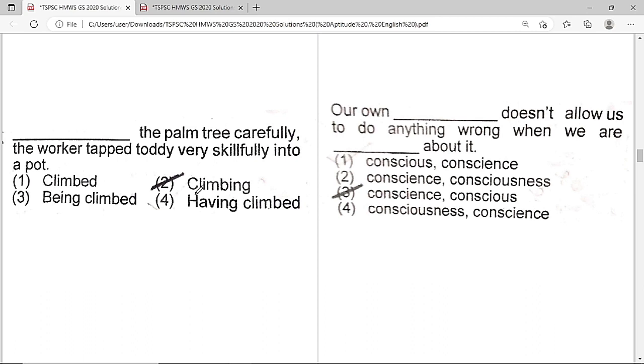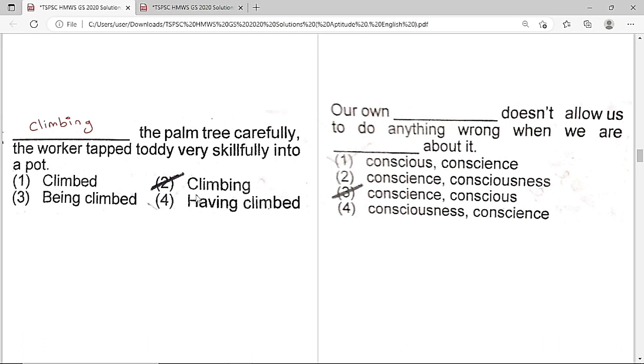Climbing the palm tree carefully, the worker tapped toddy very skillfully into a pot. Basically, the person who is going to climb the palm trees in order to get that white milk, that is basically climbing. So climbing the palm tree carefully, the worker tapped toddy very skillfully into a pot.